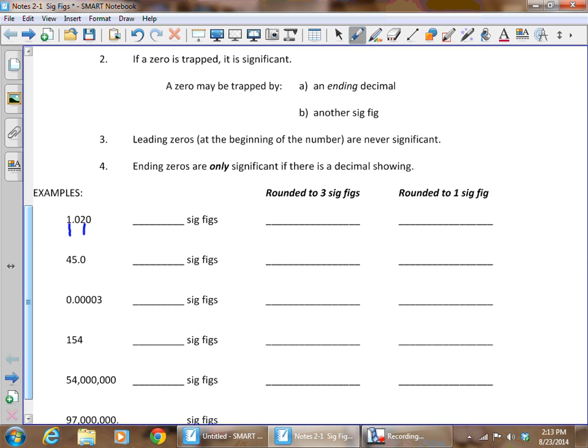So if we look at this value, is there a trapped zero here? Hopefully you picked this one. This one is a trapped zero because it has the 1 and the 2 on either side. It has a sig fig on either side, so it is trapped, therefore it's significant.